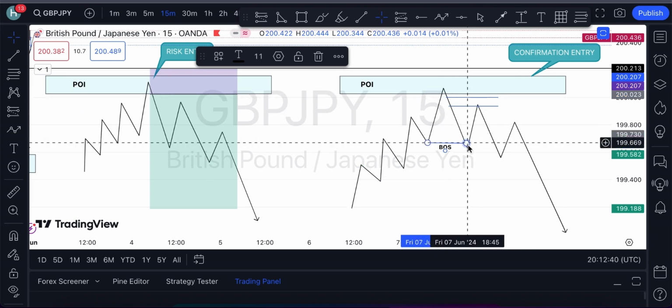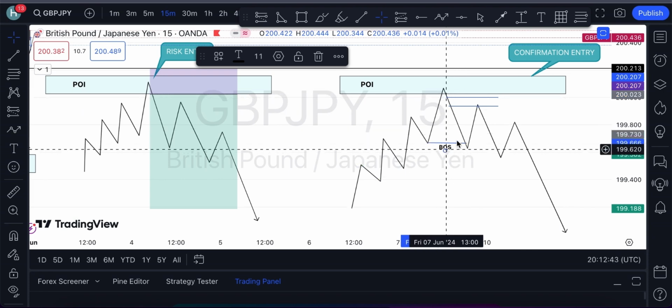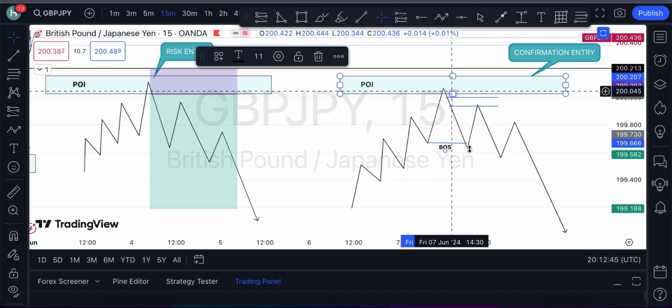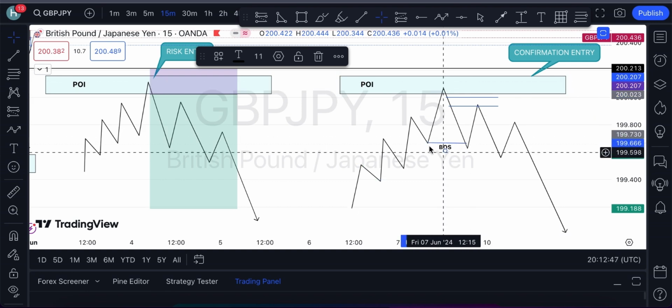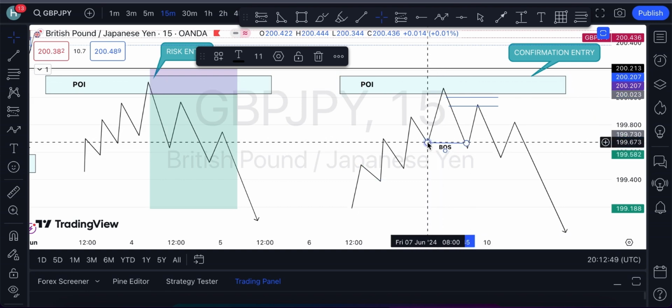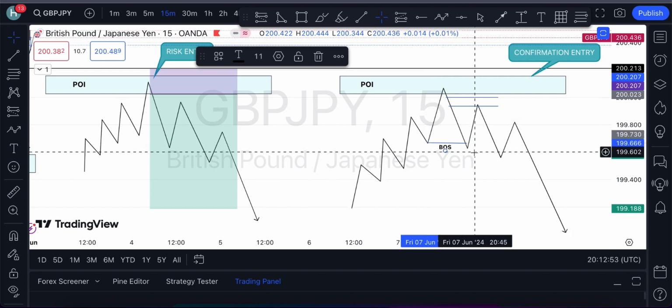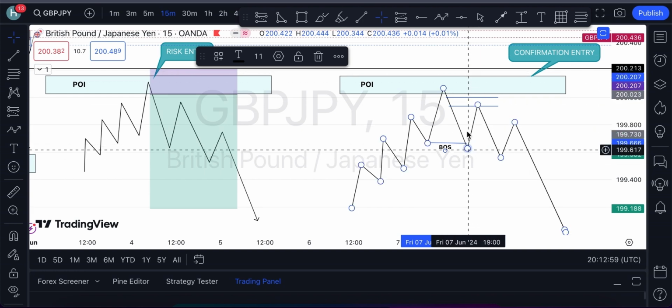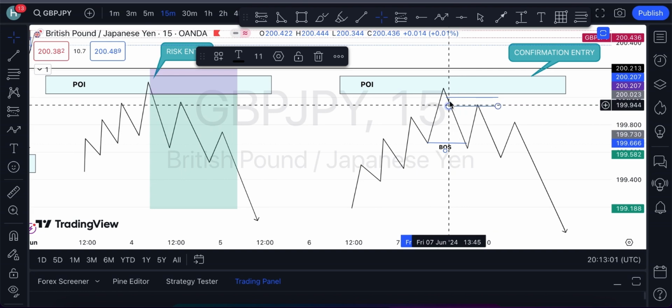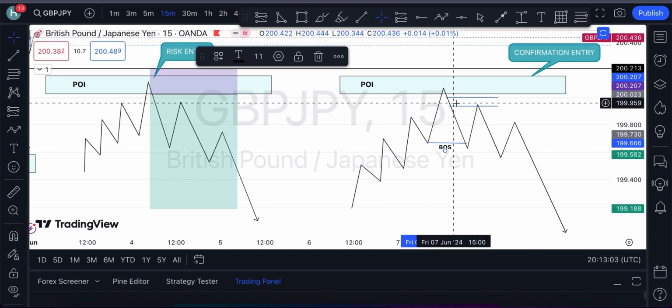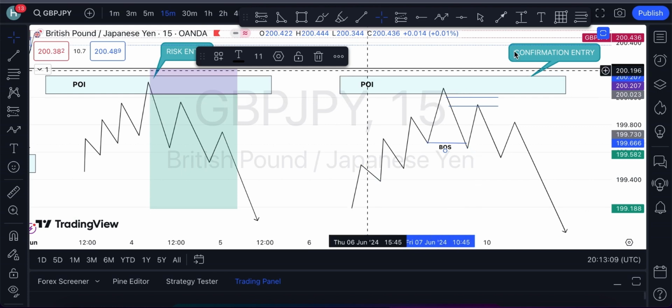So as price did that, price has confirmed that it is no longer going up again because there's a break of structure here, breaking this previous low. It has given you a confirmation that it doesn't have the power anymore to push further up. So you wait for price to get to this level of imbalance. After price gets to that imbalance, this is where you should be entering your trade.